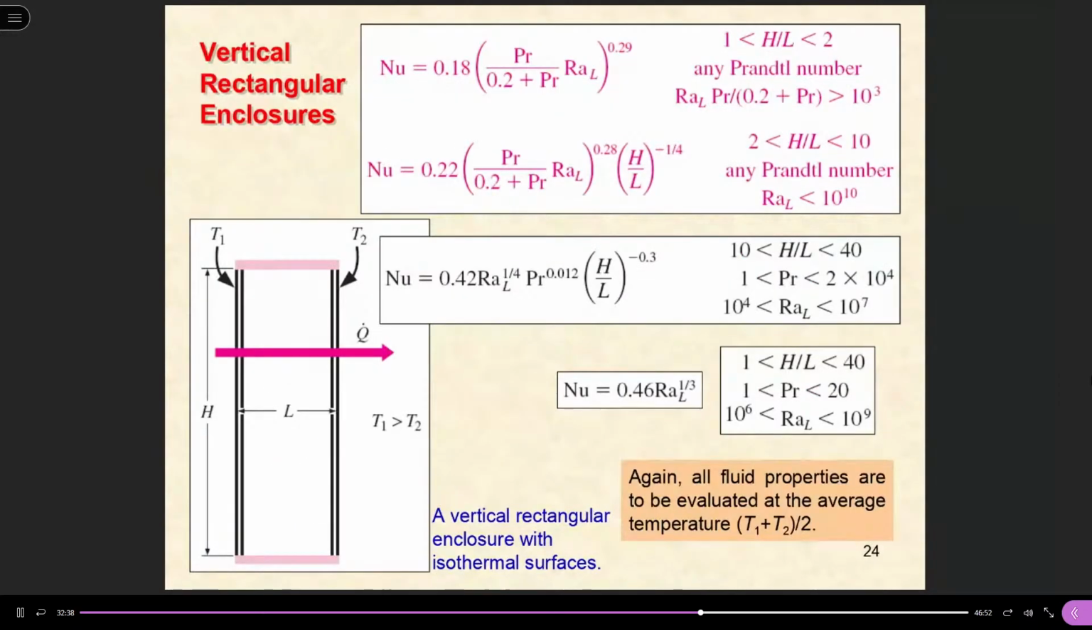How about the vertical then? We have the vertical, which is more like our window pane. Basically, we are talking about a case when H over L is much larger. In other words, this L is much smaller than H. So it's a thin layer of large surface.